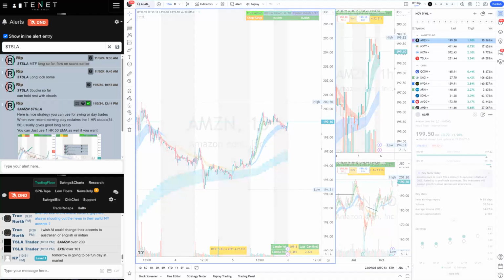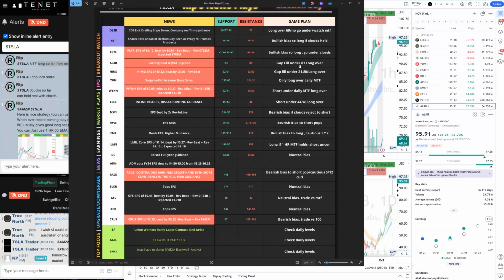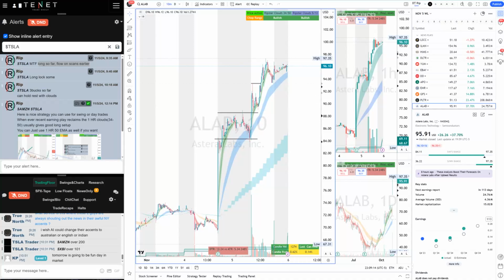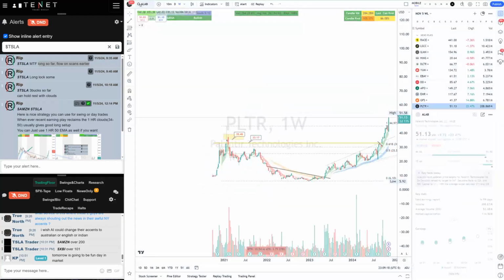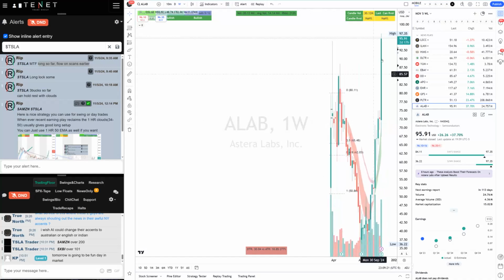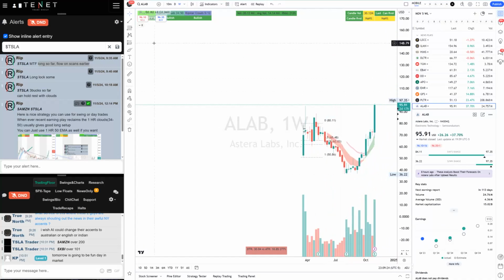Next one is ALAB. ALAB was another earnings play, and it looks like a pre-market plan: gap fill under 83, long over. Something to look at on ALAB again is the chart, right? When the chart is at all-time highs, there's no resistance up top, and if the revenue and earnings are increasing in a good way, that means we are going to get an A plus long setup.